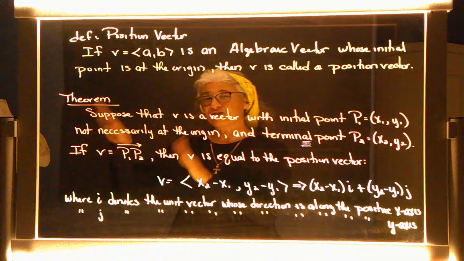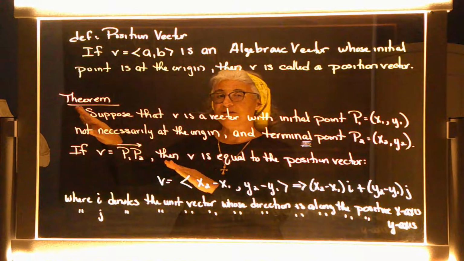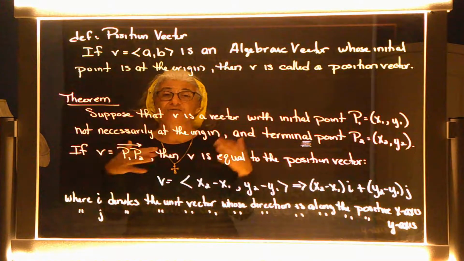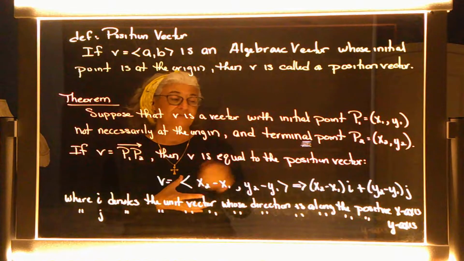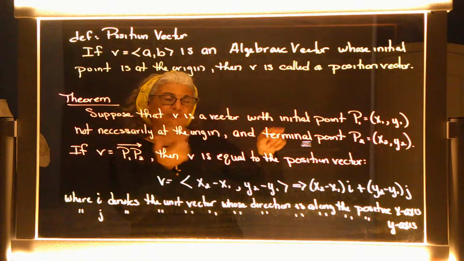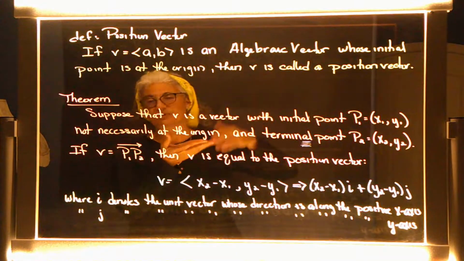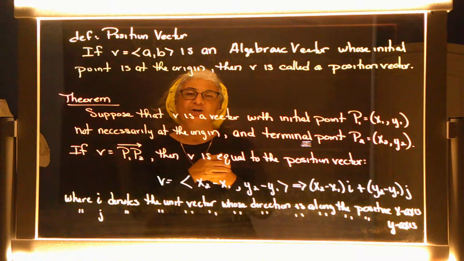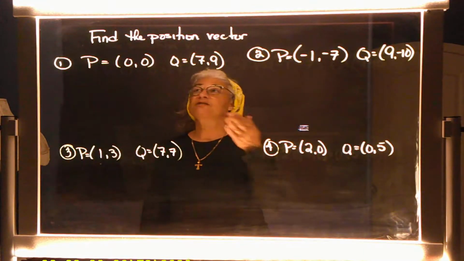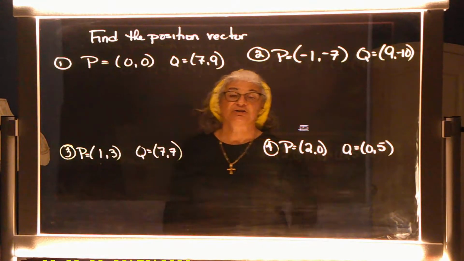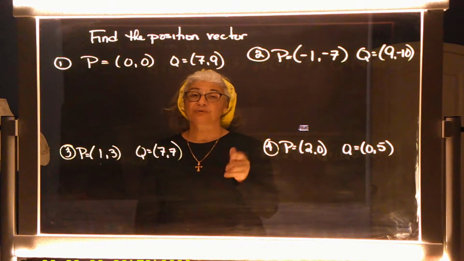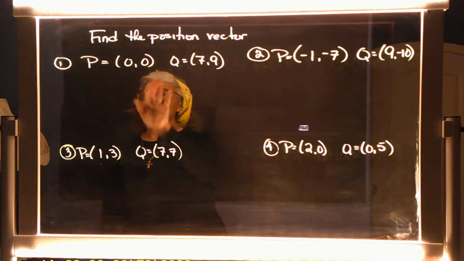Before, this was all geometrically. Now this is all algebraically, and so we have different notations for the algebra. i represents the horizontal, so it was 2 units to the right, and j is the vertical, it was 5 units up. Cool? Okay, so hang in there. We are going to find some position vectors. So let's look at these directions. They want us to find the position vector. So remember, the position vector actually has the initial point at the origin. So let's take a look at problem number 1.